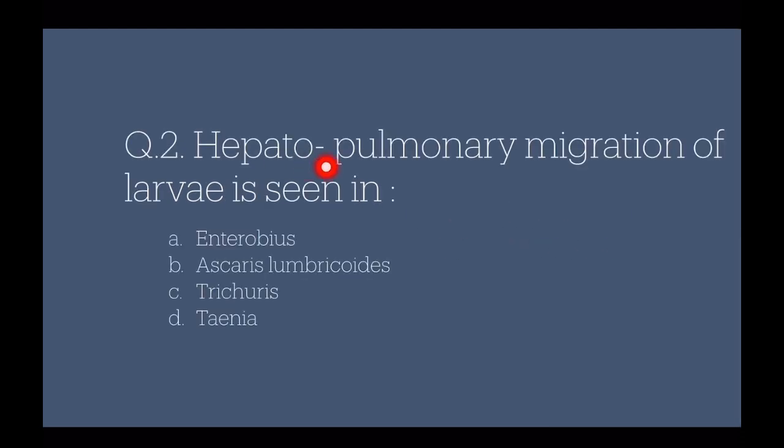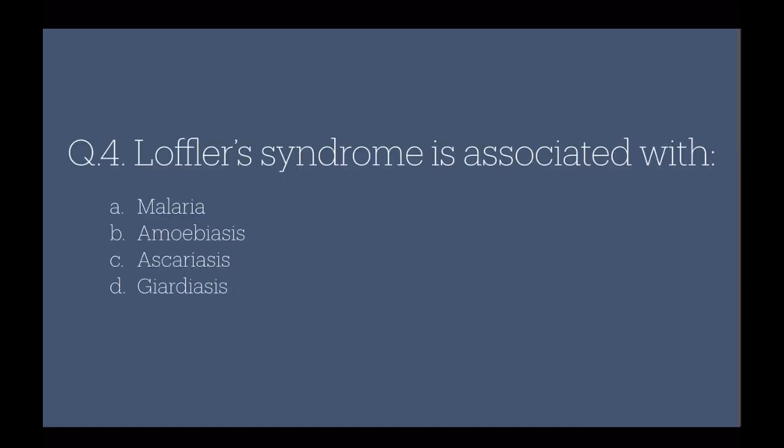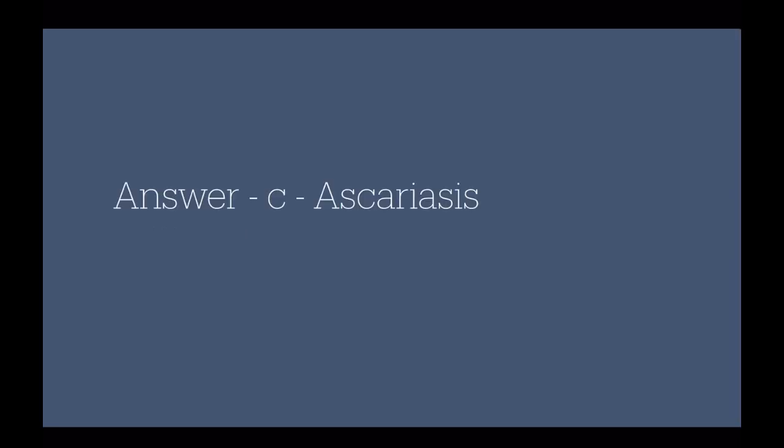Next question is, hepatopulmonary migration of larvae is seen in which? Options are Enterobius, Ascaris, Trichuris or Taenia. So answer is again B, Ascaris. Third question is Loeffler syndrome is associated with which one? Options are malaria, amoebiasis, Ascariasis and dengue. So answer is again Ascariasis, option number C.